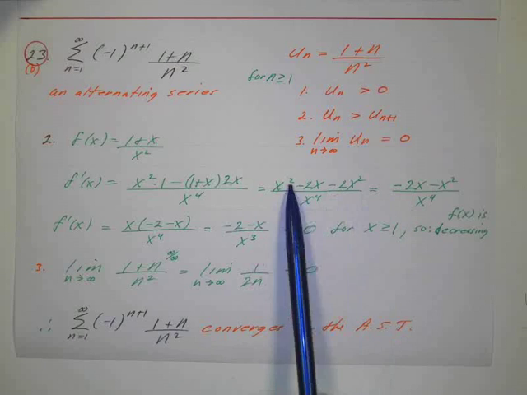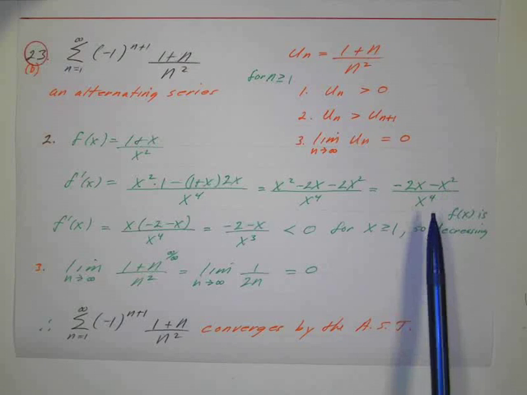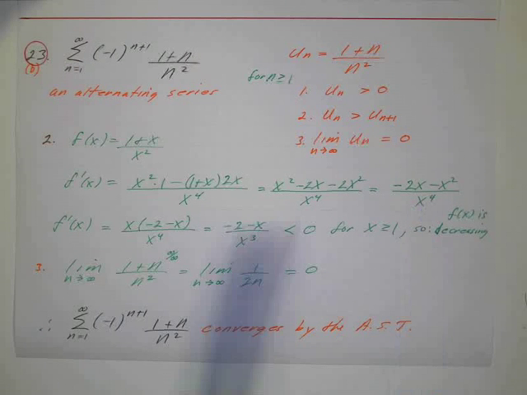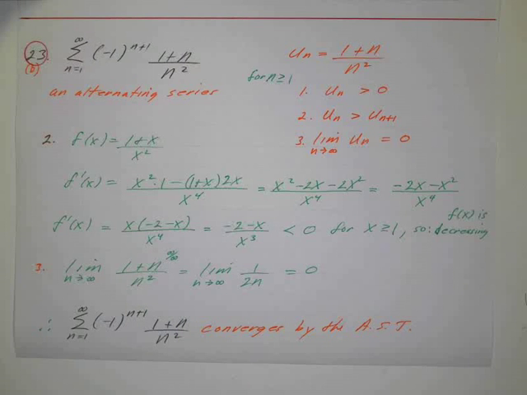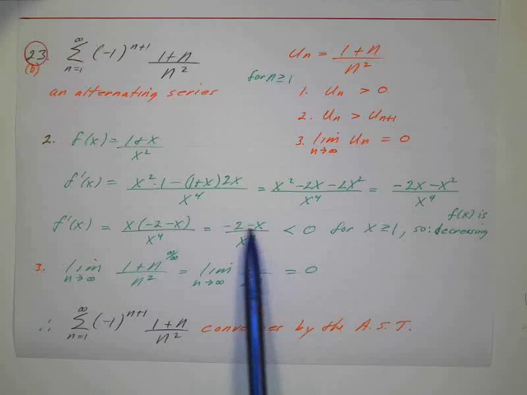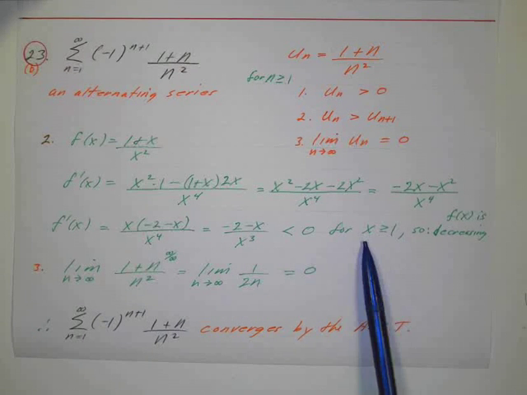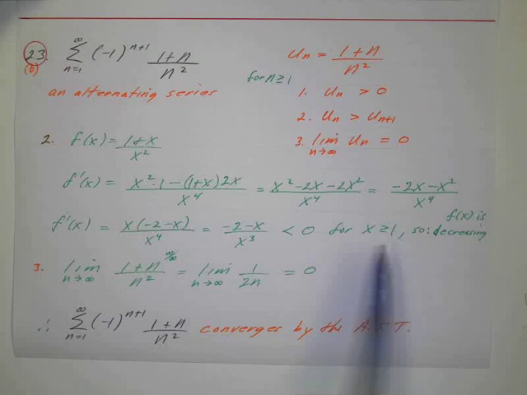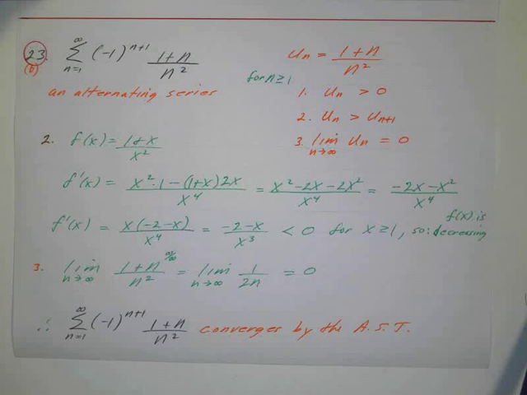And then I could simplify this. X squared minus 2x squared is negative x squared. So I've got negative 2x squared minus x squared all over x to the fourth. And I can factor out an x and simplify, and I have this. Now remember, x is going to be greater than or equal to 1, so this is always going to be positive, and this will always be negative, and that's negative. So this will always be less than 0 for all x greater than or equal to 1, which is part of my summation. That's n in that case. So that's another way of showing it. F is decreasing, so our series is decreasing.